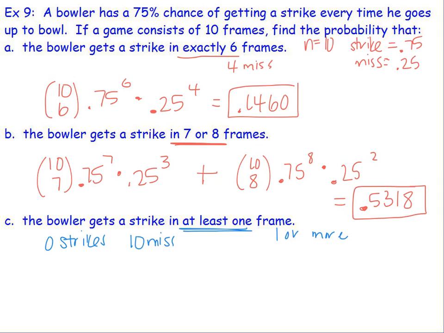So let's do that. So 10 frames, 0 strikes. Probability of a strike is 0.75. We got 0 of those. Probability of a miss is 0.25, but we have 10 of those. Okay, so your calculator, you type all of that in. You're going to get a very, very small decimal, and you're going to probably get scientific notation.